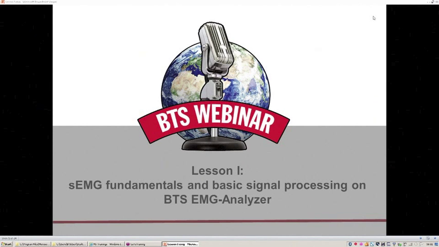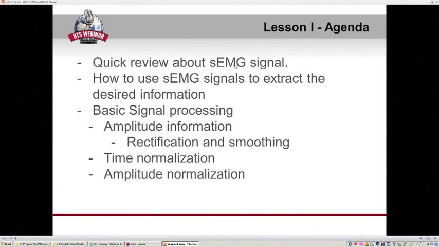This is going to be the first of the two lessons we scheduled about the fundamentals of surface EMG signal processing by means of our BTS EMG-Analyzer application. We will start now with a very brief introduction about what the surface EMG is and about the main information that is commonly extracted from the analysis of the signals.